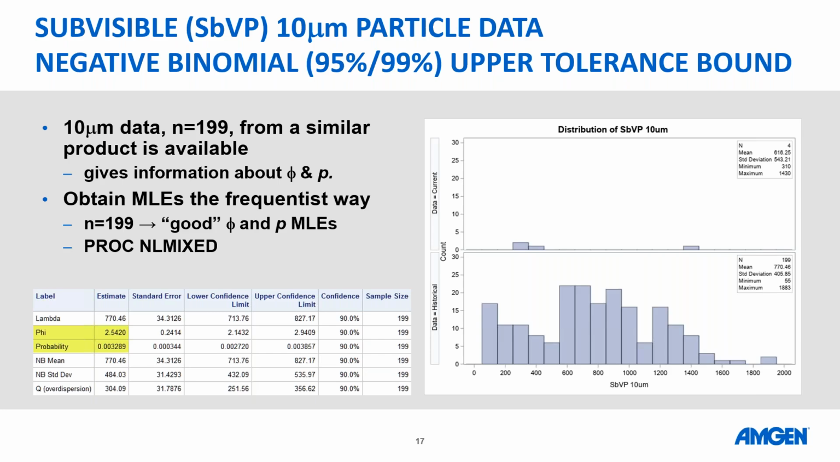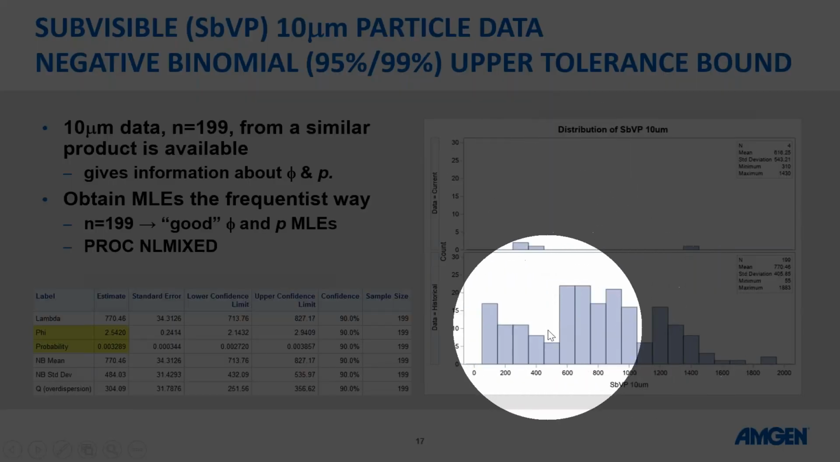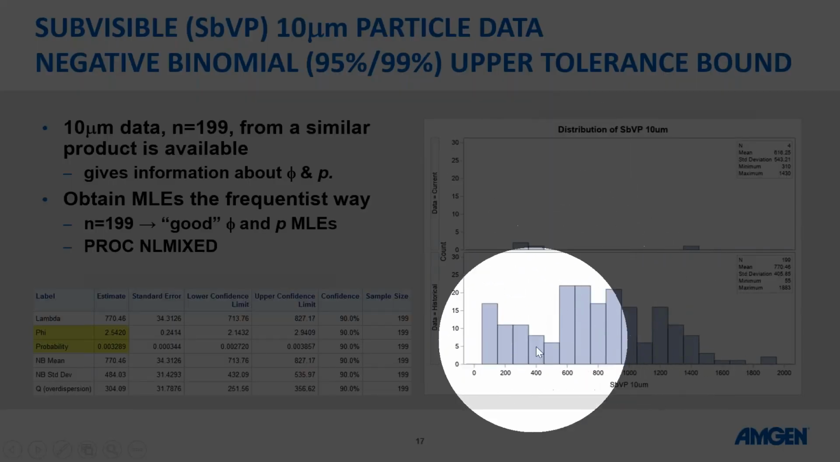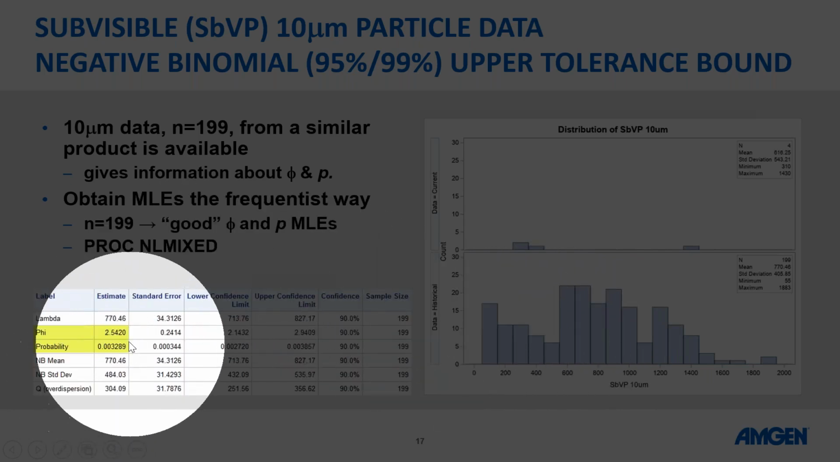We put in here that 199 is good in the sense that it's going to have pretty good asymptotic properties. Again, 199 is a very large number. So the phi estimate is 254.20, and the probability is a small 0.03289. So now we have these two parameters. We have estimated these two parameters from this distribution here. We grab this distribution, we put the data through PROC NLMIXED, and we got this.